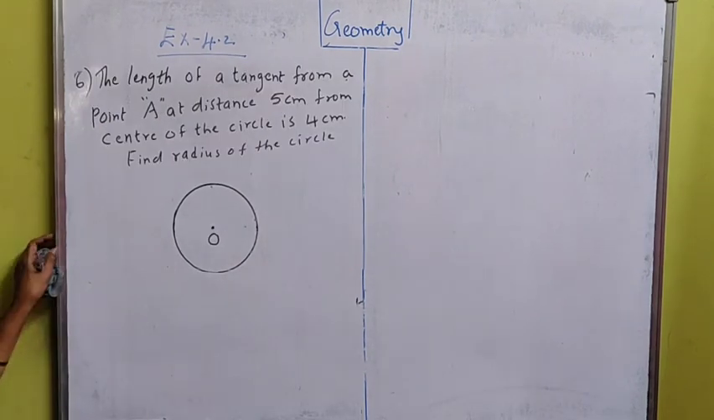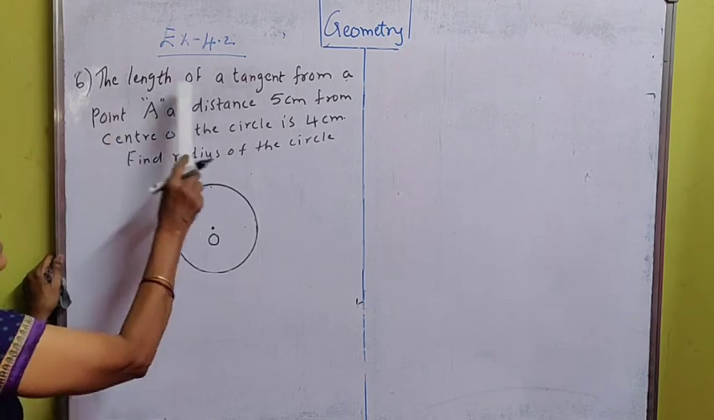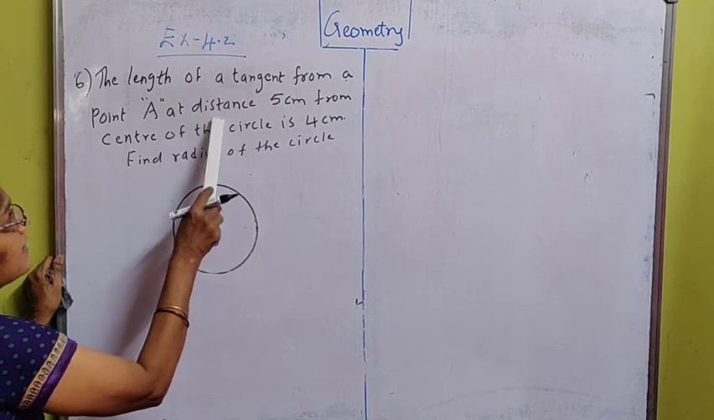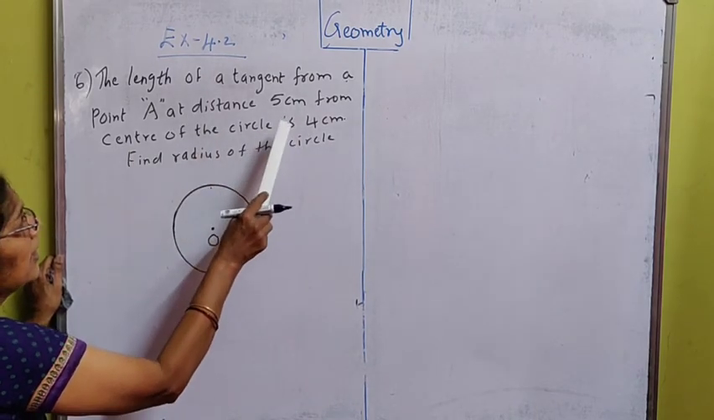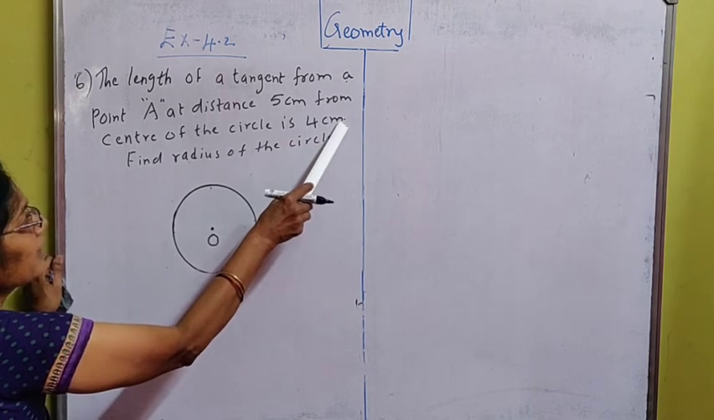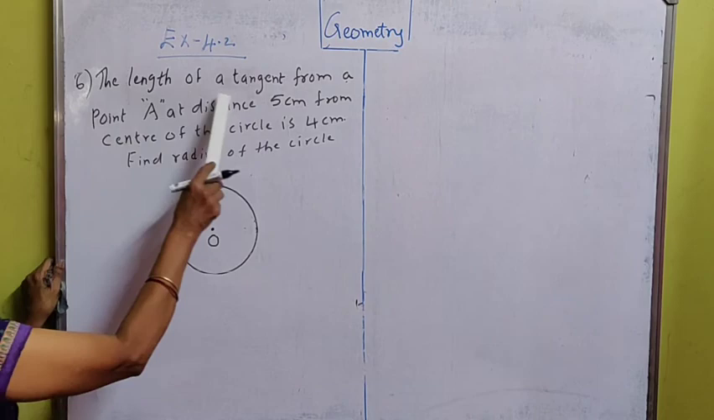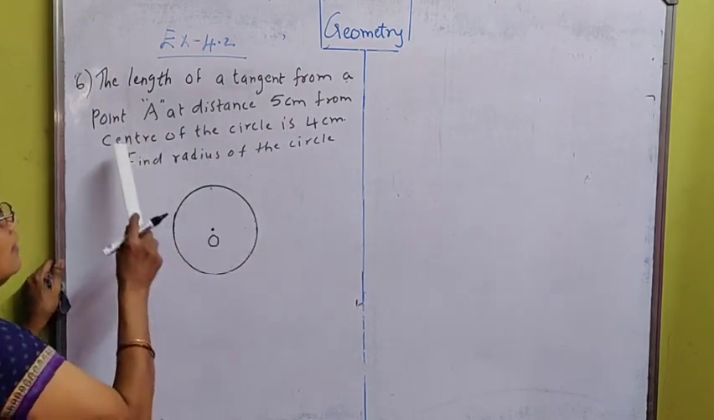Now let us go to problem number 6. What is given in problem number 6? The length of a tangent from a point A at a distance 5 cm from the center of the circle is 4 cm. Find the radius of the circle. So the distance of the point is 5 cm, and what is it?